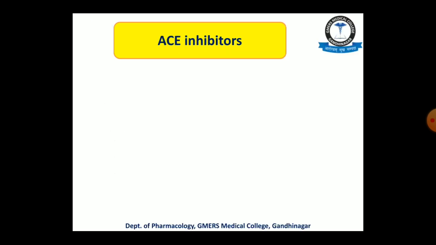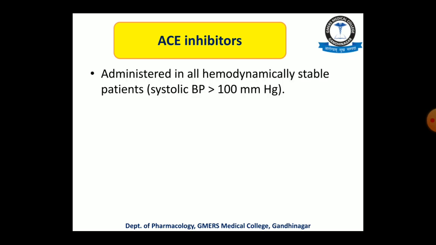Then the next is the ACE inhibitors, angiotensin converting enzyme inhibitors. Now, if the patient is hemodynamically stable, especially if the systolic blood pressure is more than 100 mm of Hg, ACE inhibitors must be considered and given, because after the beta blockers, it has been proven by various clinical trials, studies and statistics that ACE inhibitors are also effective in reducing cardiac mortality.